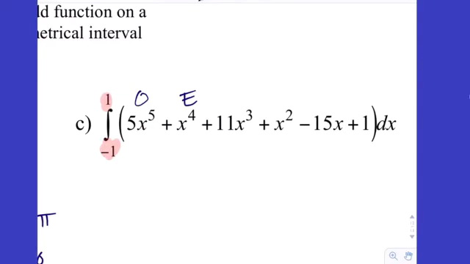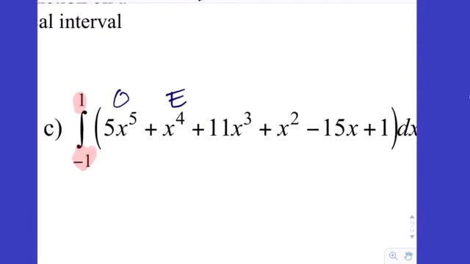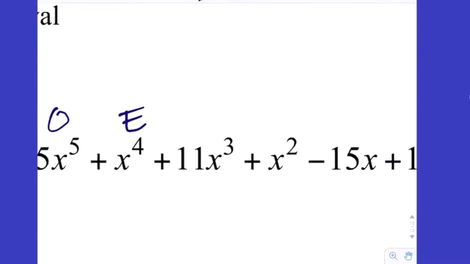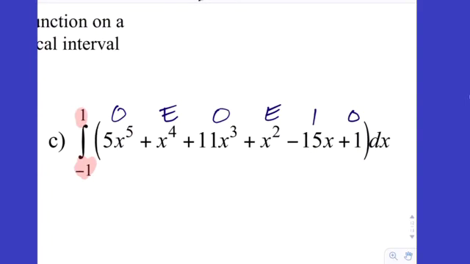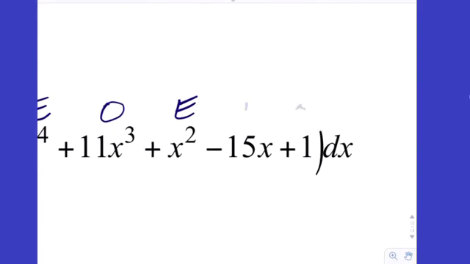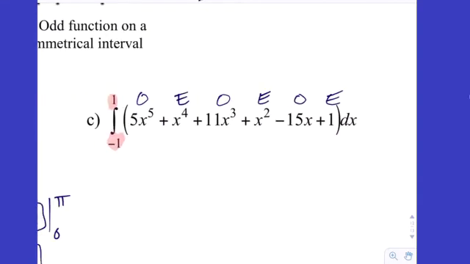So what that means is we're not going to give up hope here. We can't take the whole thing and say it's even underneath, but maybe there's a baby in there somewhere we could keep. So let's keep going. 11x cubed is odd, x squared is even. It's like Old McDonald here. We got an odd and an even. So what do we have? Odd, even, odd, even, odd, even.